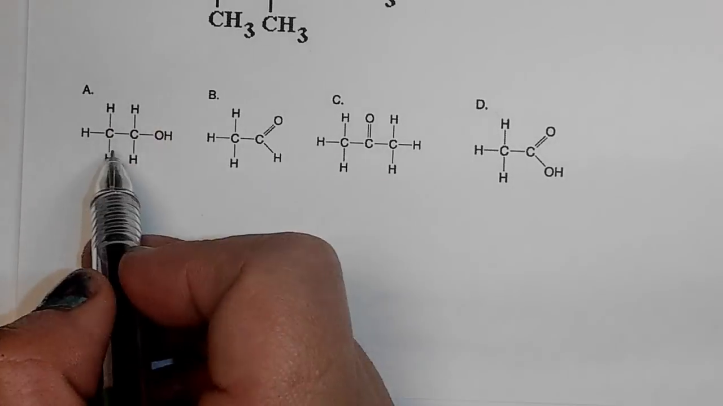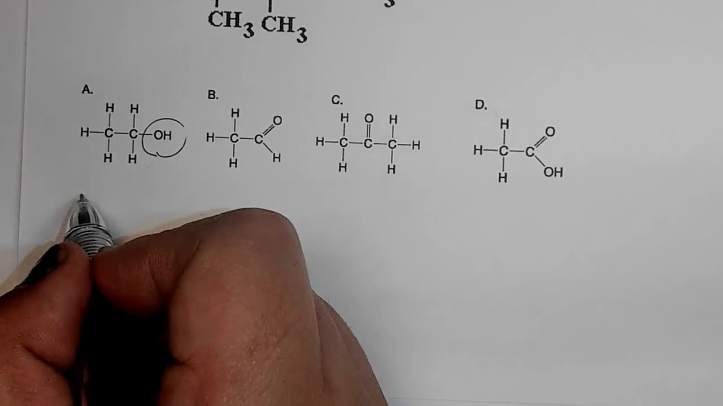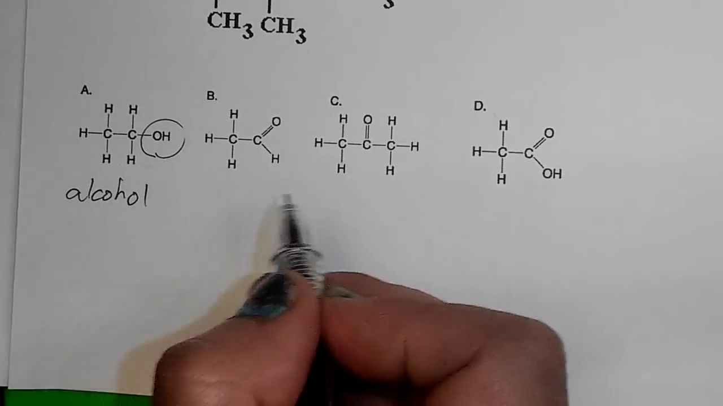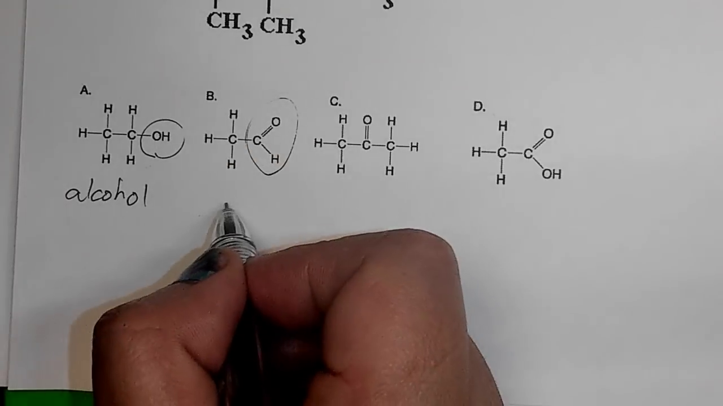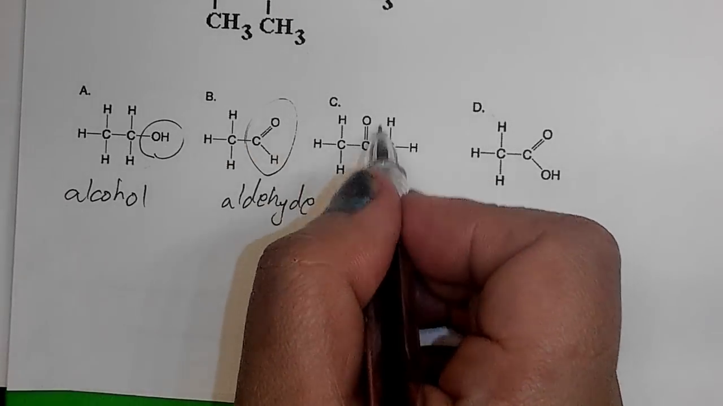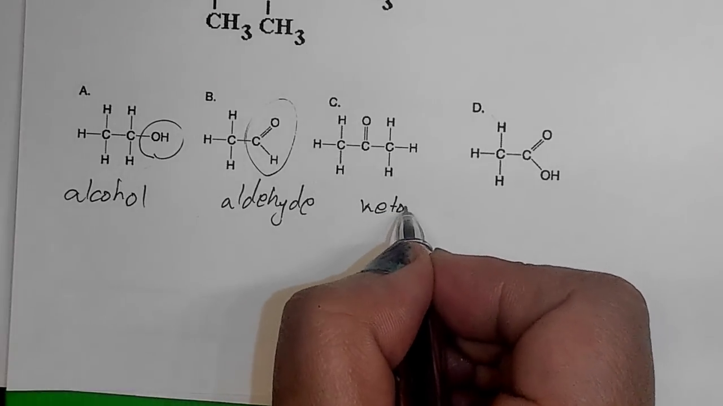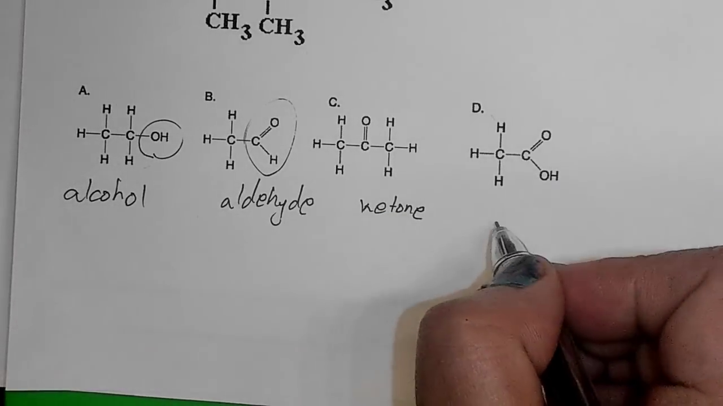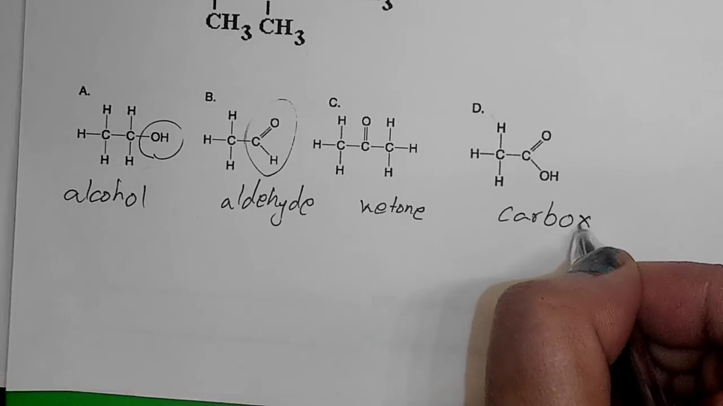Okay, so if you take a look at it, it's just OH. That's an alcohol. If you look at this, that's an aldehyde. If you look at it in the middle alone, that's a ketone. If you look at this, carboxylic acid. Okay.